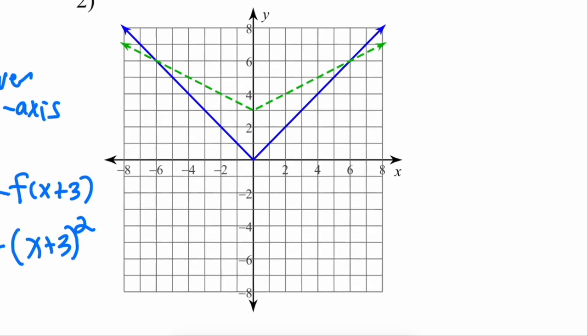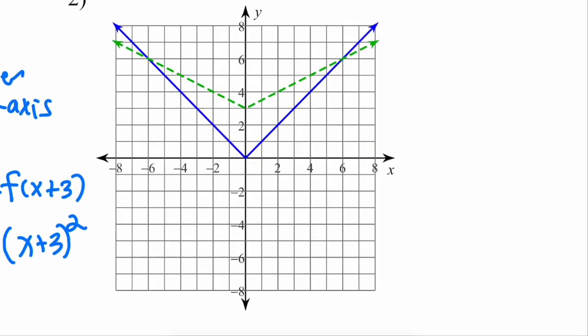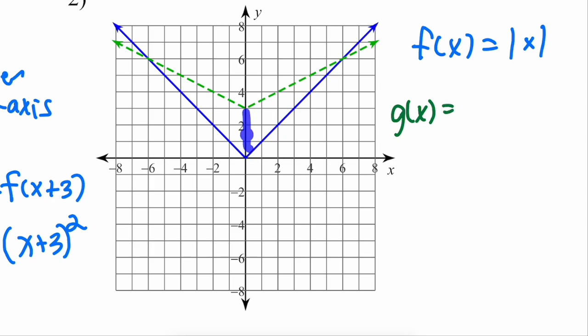Let's take a look at number 2. In question number 2, we have an absolute value. So our parent in blue is the absolute value of x. Okay. Now let's take a look at g of x. Now this time it has gone up 3, so it's gone up 3.